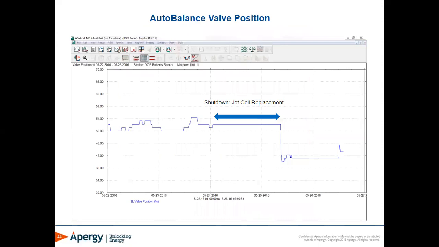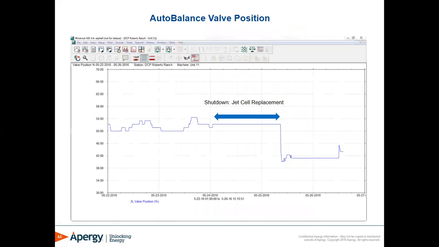So this is a trend of the autobalance valve position. It's important to note this area. This is when it was shut down, where it's flatlined here. The autobalance valve's not moving while the engine's shut down. This is where they replaced the jet cell.